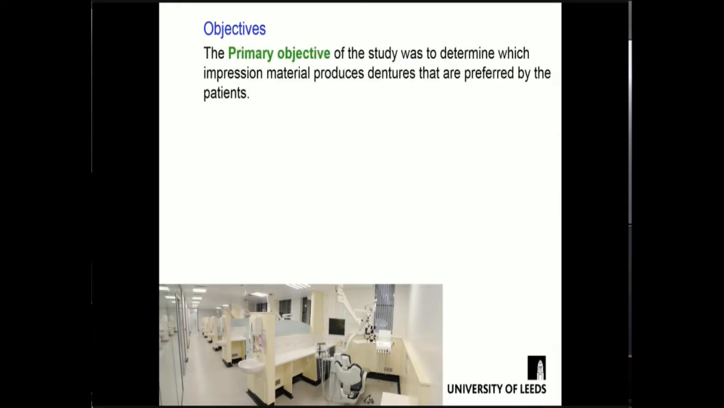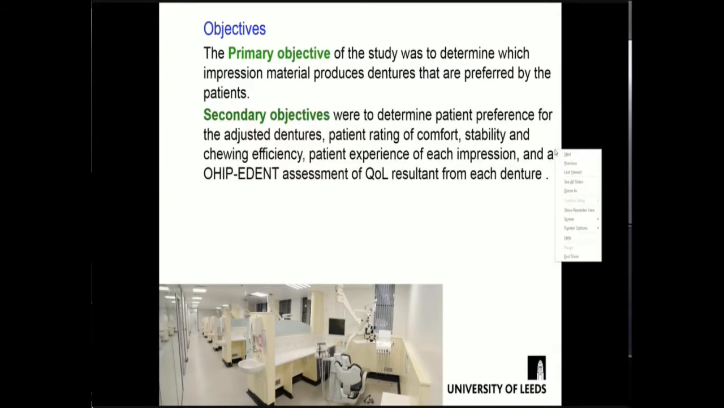The primary objective of the study was therefore to determine which impression materials produce dentures that are preferred by the patients. The secondary objectives were to determine patients' preference for adjusted dentures, patient comfort rating of various things, patient experience of each impression, and we did an OHIP-EDENT of the outcome as well. So we have a primary objective, which is to ask the patient which denture is best, and the secondary objective is to determine various other things which we can come back to and look at differences between the two, which gives the best denture for comfort, which gives the best denture for stability, etc. So a number of secondary objectives as well.